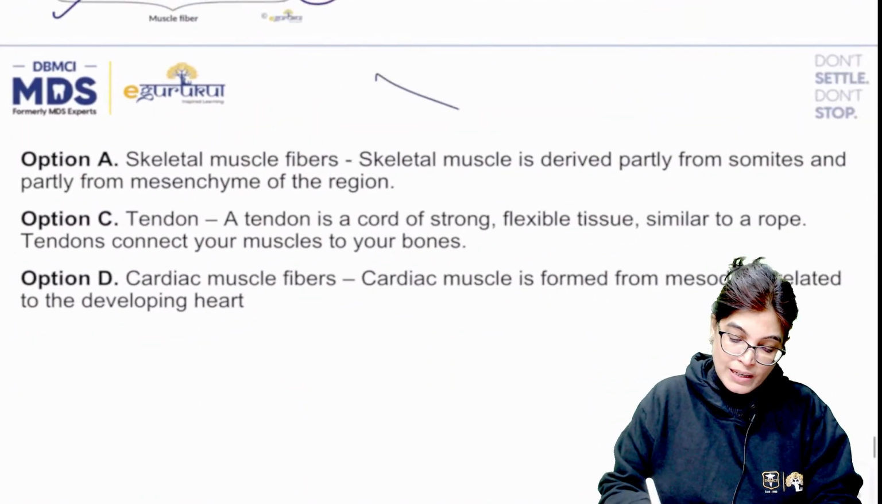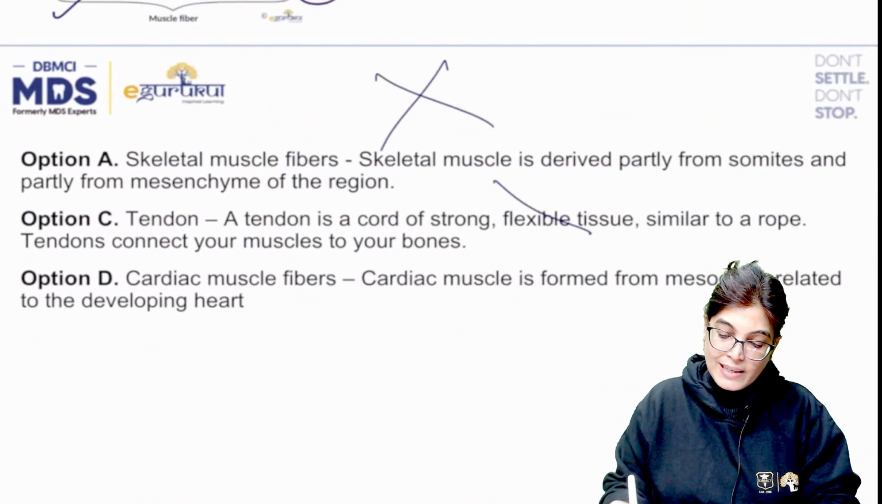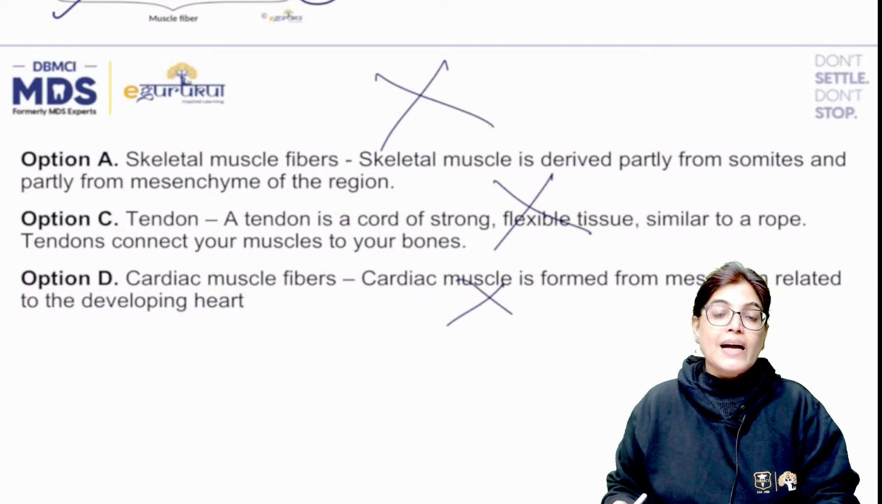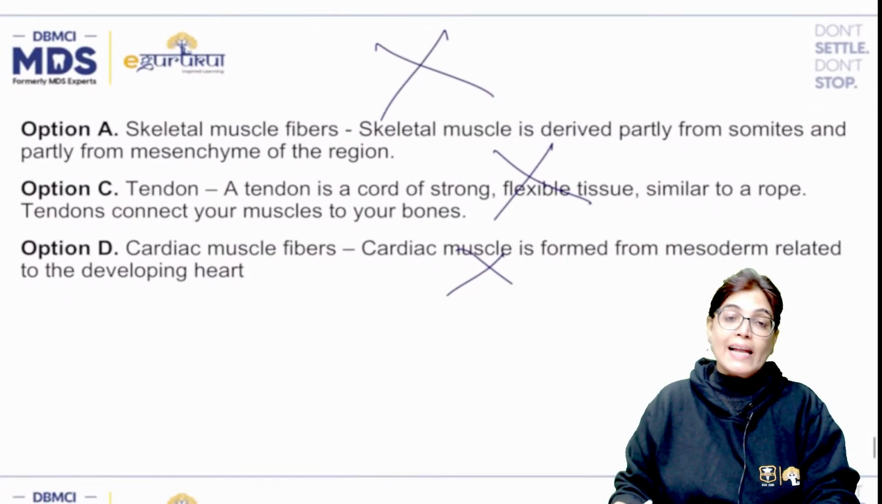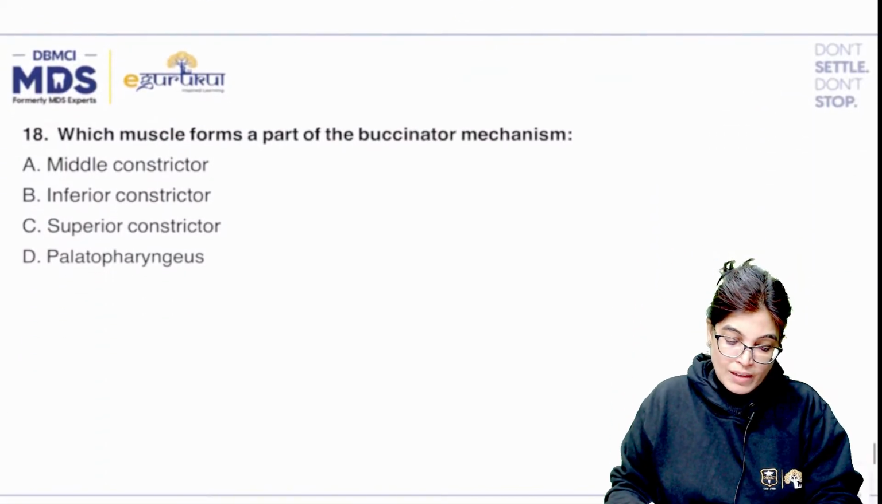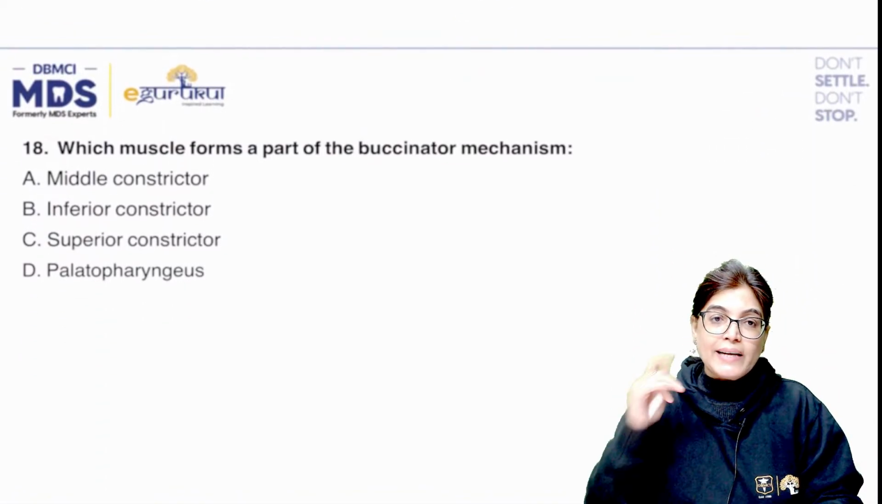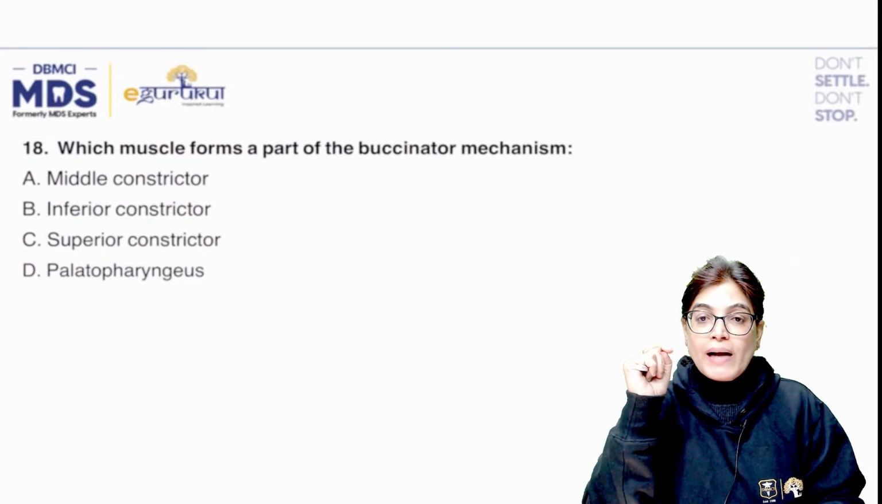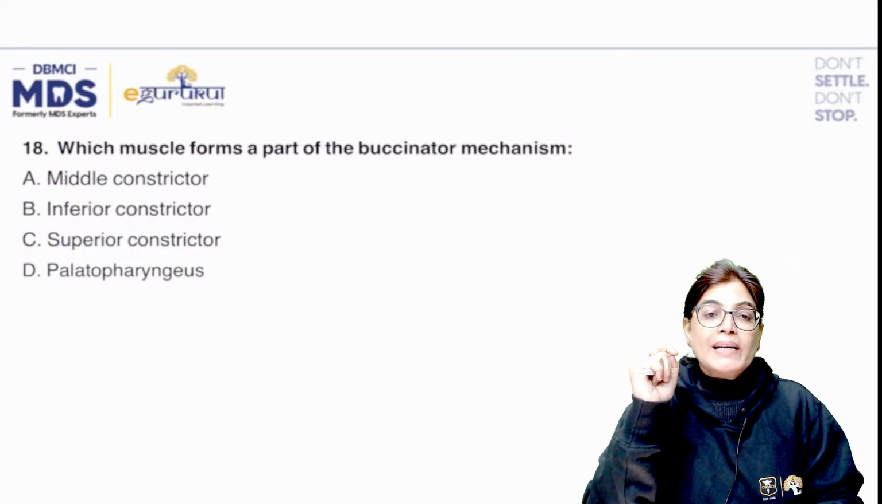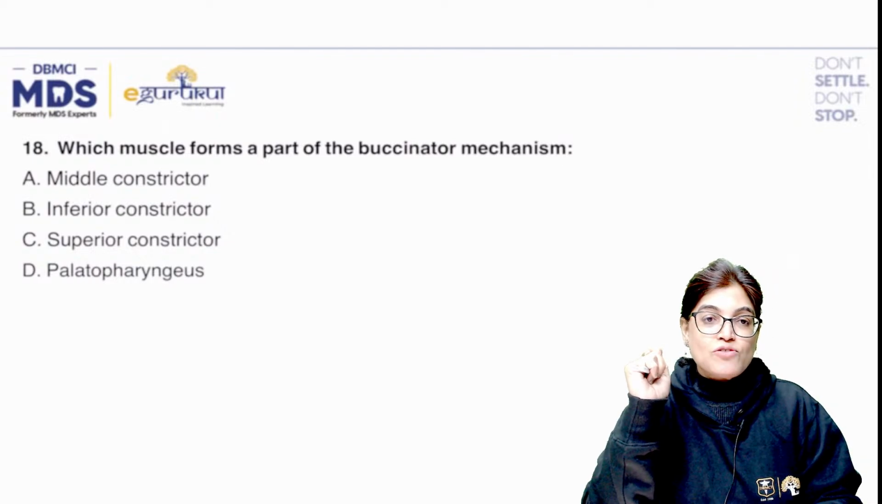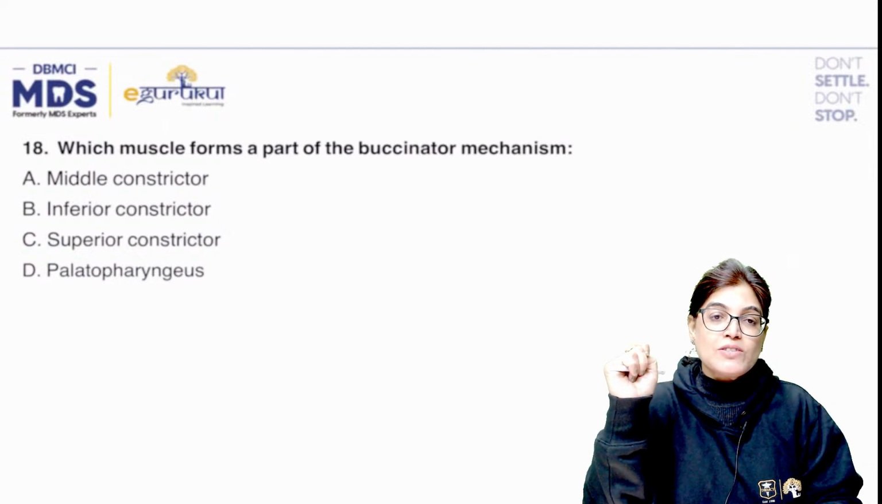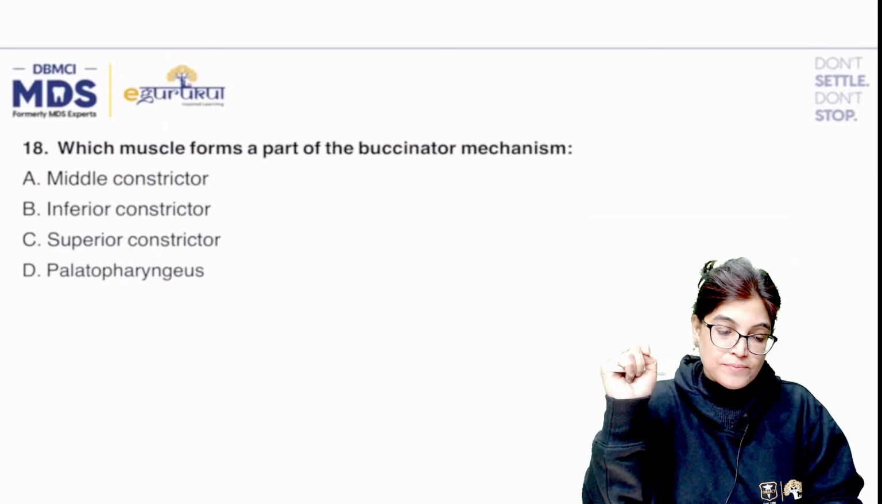Skeletal muscle fiber is derived from somite, so it is not the right answer. Tendon is also not the right answer. And cardiac muscle fiber will have intercalated discs present. Which muscle forms the part of buccinator mechanism? Please mark the right answer. Which muscle forms the part of buccinator mechanism? Middle constrictor muscle, inferior constrictor muscle, superior constrictor muscle, or palatopharyngeus muscle?